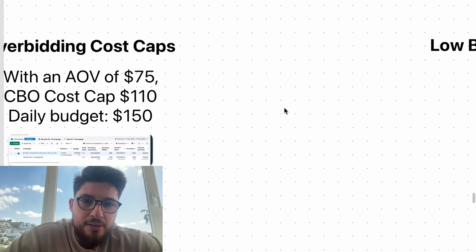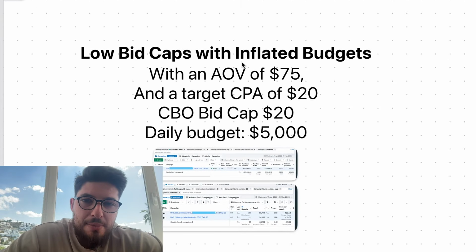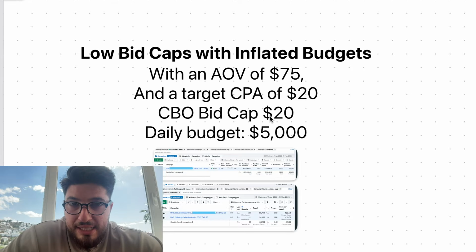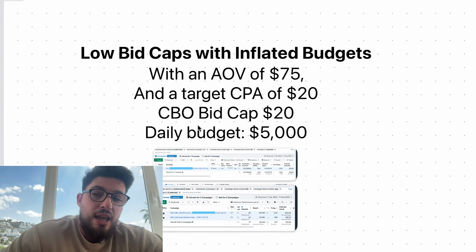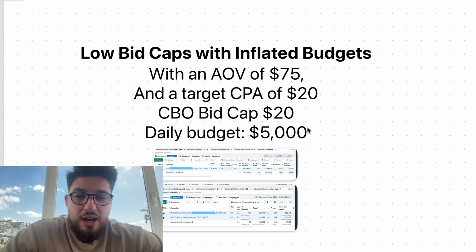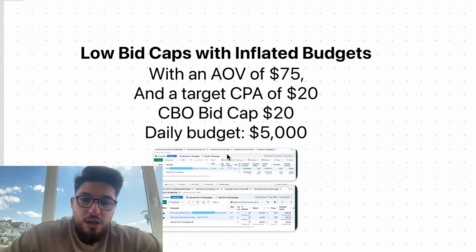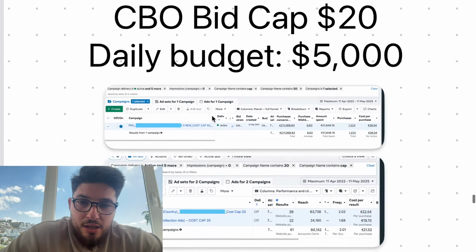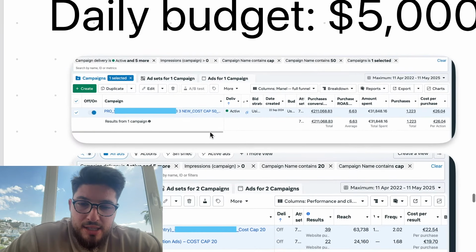I really like it. Now, low bid caps with inflated budgets. In this case, I've got an AOV of 75 and a target CPA of 20, so I'm gonna do a CBO bid cap 20. That's it. This is good and bad. I don't like this one as much, but I know a lot of people who use it. You basically set up a CBO with a very high budget, assuming that with a low bid cap, it's not gonna spend a lot of money. That's it.